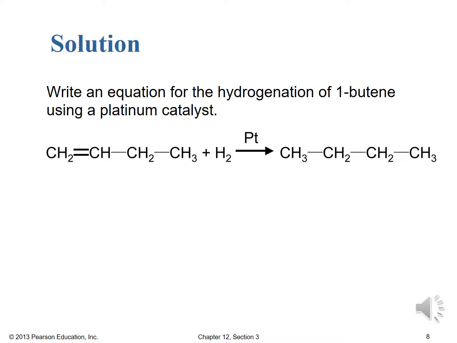We have the plus sign to indicate that we have a co-reactant of H2, and then over the arrow, because we specified a platinum catalyst, you would have platinum's chemical symbol, capital P, lowercase t, and then the product of this hydrogenation is just plain old butane.